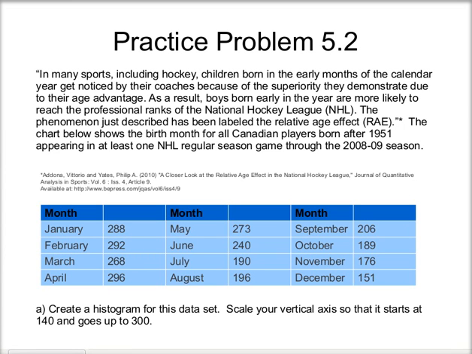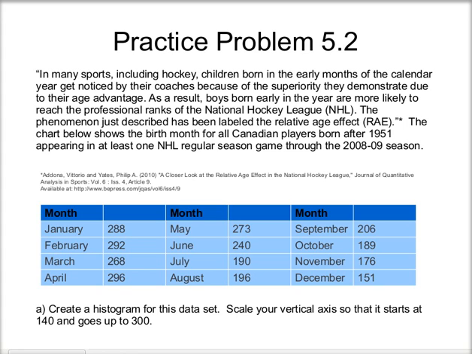This is practice problem 5.2. In many sports, including hockey, children born in the early months of the calendar year get noticed by their coaches because of the superiority they demonstrate due to their age advantage. As a result, boys born early in the year are more likely to reach the professional ranks of the NHL. The phenomenon just described has been labeled the relative age effect.